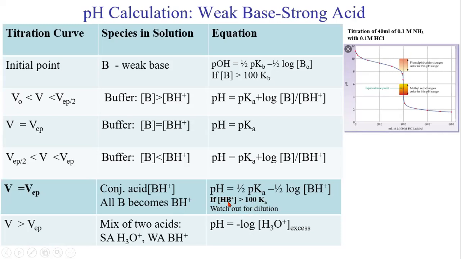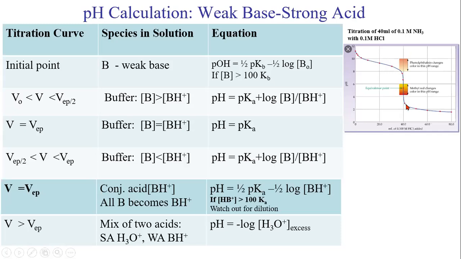This is not the initial. Anyways, you didn't have anything initial. Of course, you use the weak acid formula, pH equals half pKa minus half log B0, or you actually, after dilution, may have to use the quadratic. That depends. Mixtures of two acids is after the equivalence point.